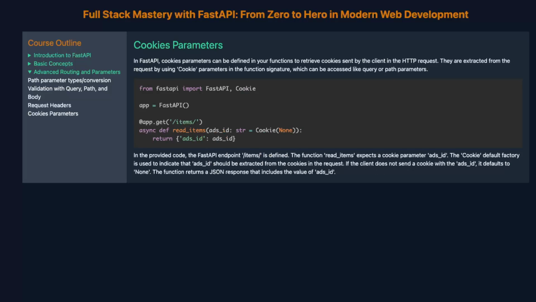Cookie parameters. In FastAPI, cookie parameters can be defined in your functions to retrieve cookies sent by the client in the HTTP request. They are extracted from the request by using cookie parameters in the function signature, which can be accessed like query or path parameters. In the provided code, the FastAPI endpoint /items/ is defined. The function read_items expects a cookie parameter ads_id. The Cookie default factory is used to indicate that ads_id should be extracted from the cookies in the request. If the client does not send a cookie with the ads_id, it defaults to None. The function returns a JSON response that includes the value of ads_id.